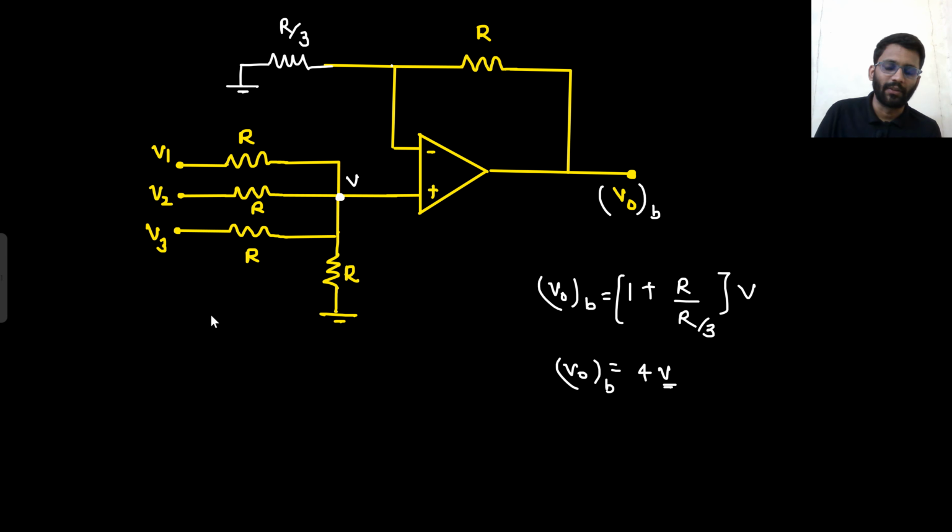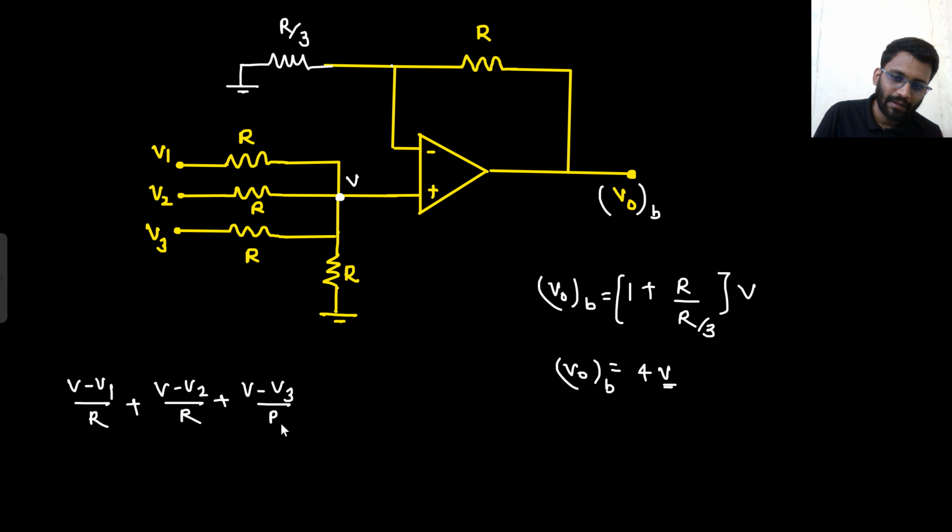So how will you find the potential V? You can simply apply nodal analysis: V minus V1 by R plus V minus V2 by R plus V minus V3 by R plus V by R plus V by R is equal to 0. So 4V by R is equal to V1.